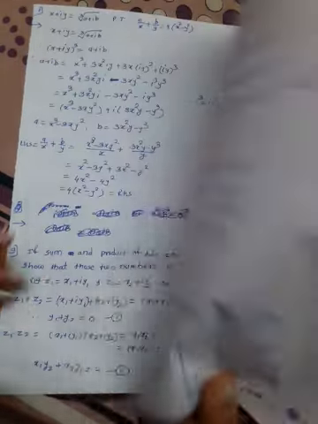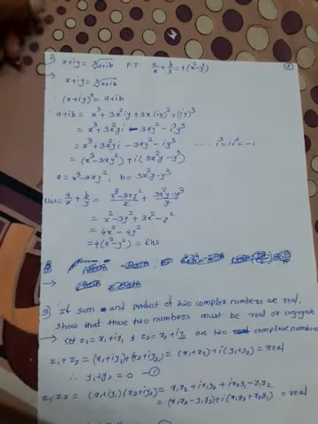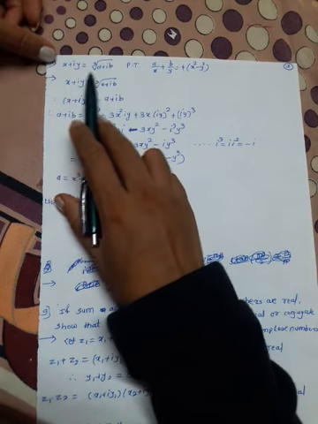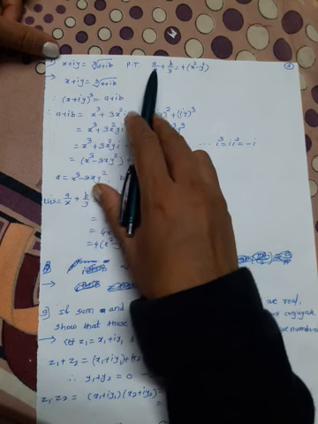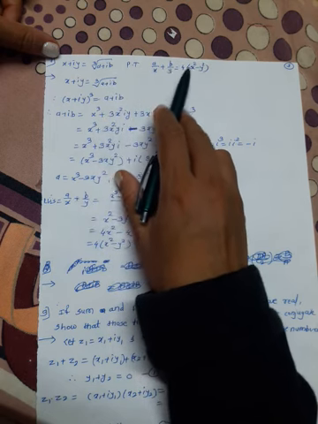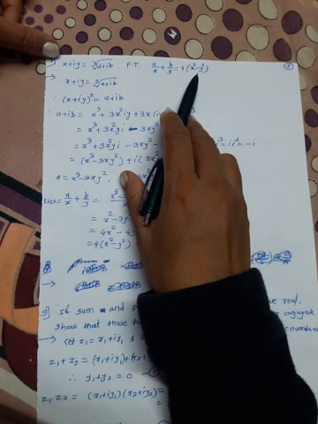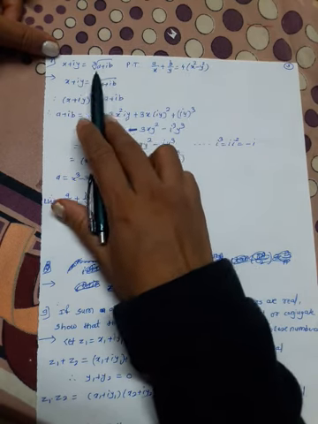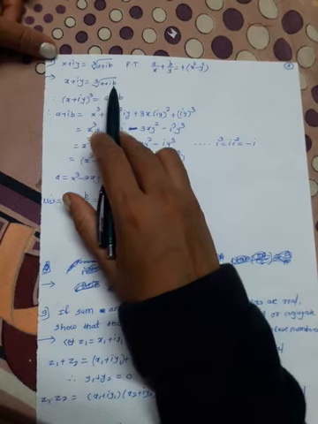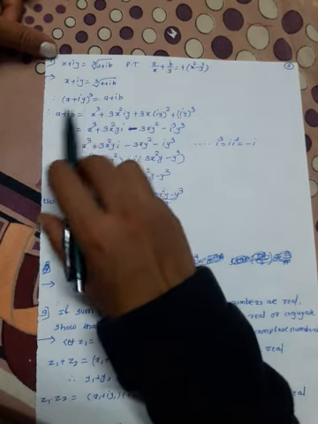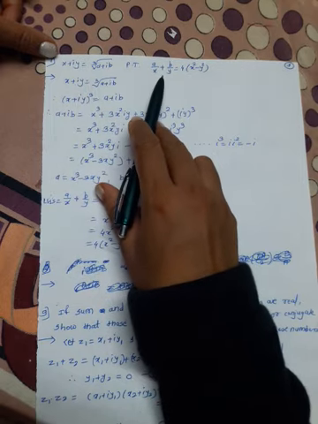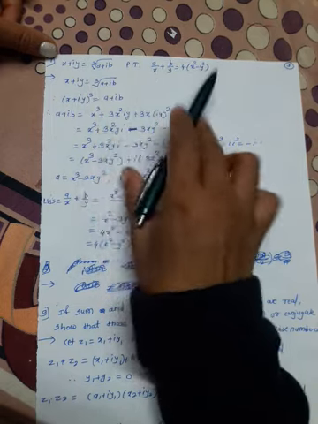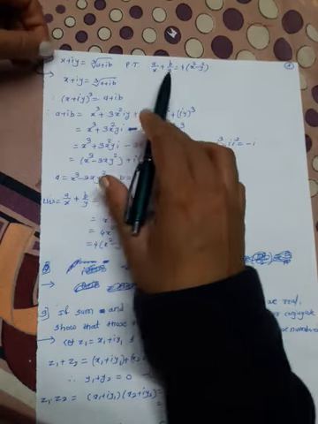Let us see. x + iy is equal to the cube root of a + ib. We have to prove that a/x + b/y is equal to 4(x² - y²). Now let us start with the given thing. x + iy is given as the cube root of a + ib. We have to solve this first equation. Whatever we get, we put these values in the LHS or RHS, and we have to prove the other side.